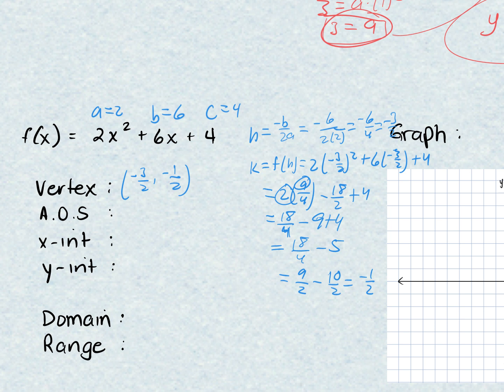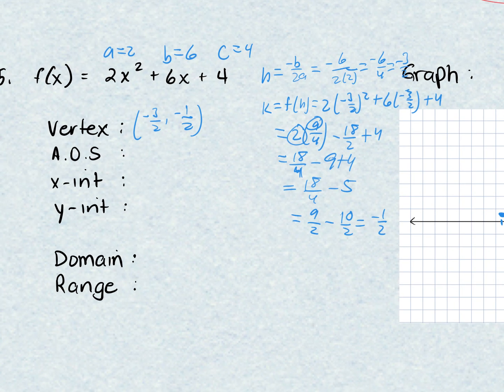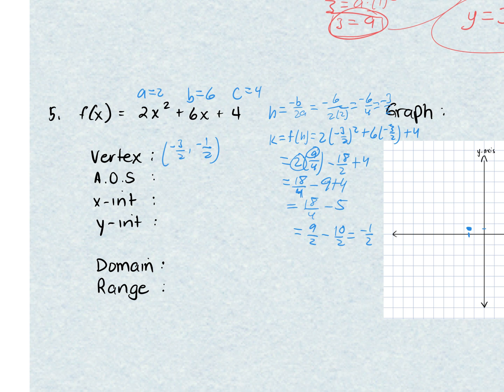So I'm going to go ahead and plot that point on the graph. Negative 3 over 2 is going to be right here, and negative 1 over 2 is going to be right there. So we get a point right there in the middle. A little bit tedious, that one, to find the vertex. Again, we'll try to avoid fractions for your quiz. But the process is going to be the same every time: negative b over 2a for your x value, plug it in to find your y value.